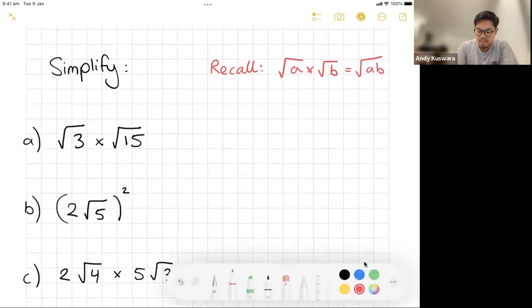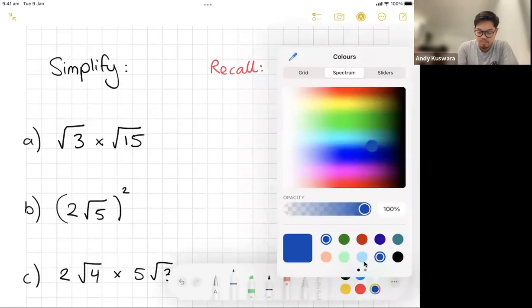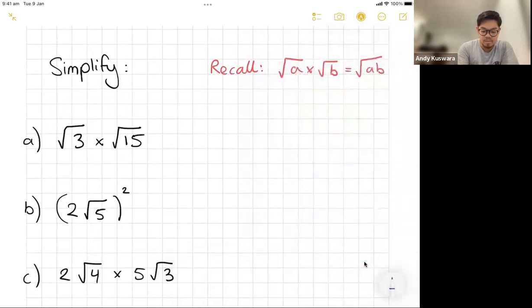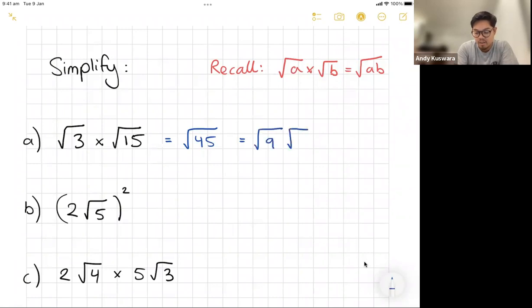So if I've got a question like this, I'm going to use blue. Root 3 times root 15, I just multiply the two together. So root 3 times root 15 becomes root 45. And then from here, I can recognize that that can be simplified with a square number. So it's going to be root 9 root 5, and that's just going to be 3 root 5. And that there should be my final answer.